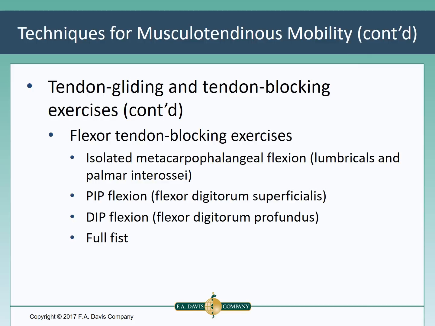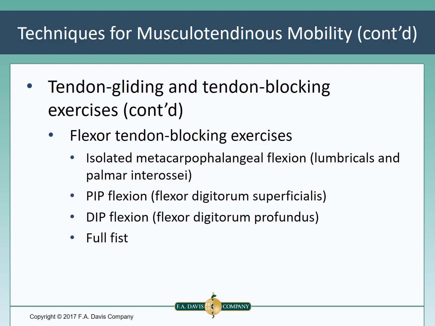So after the tendon gliding exercises, we can get to the tendon blocking exercises. With the flexor blocking exercises, we're going to work on some isolated things. We're going to isolate the MCP flexion. That will force you to work the lumbricals and the palmaris. We can do PIP flexion, DIP flexion. That will work the flexor digitorum superficialis or flexor digitorum profundus, or we can do a full fist. And the reason that we're doing these things is it's a little bit more advanced, so it's not going to be until the controlled or subacute phase, because you're increasing the stress on that flexor tendon that we just repaired.